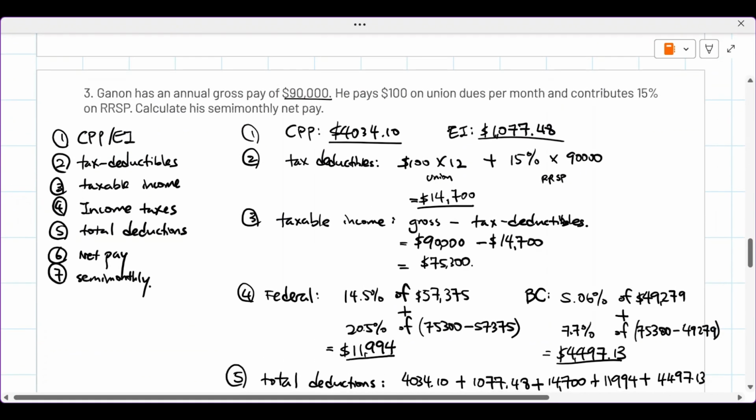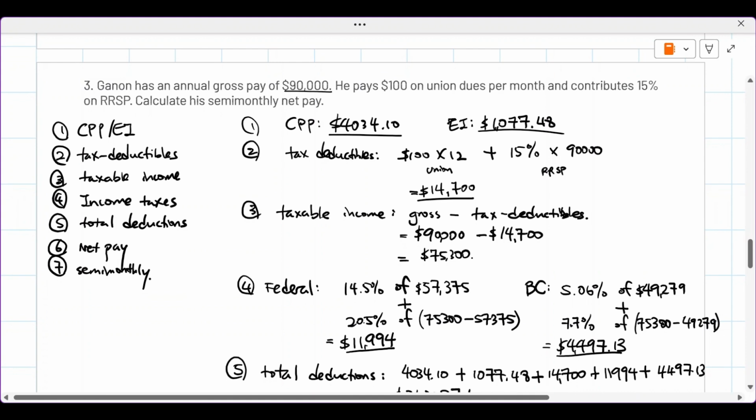Ganon is kind of an evil being who took over the castle in The Legend of Zelda, so he's earning a lot of money.